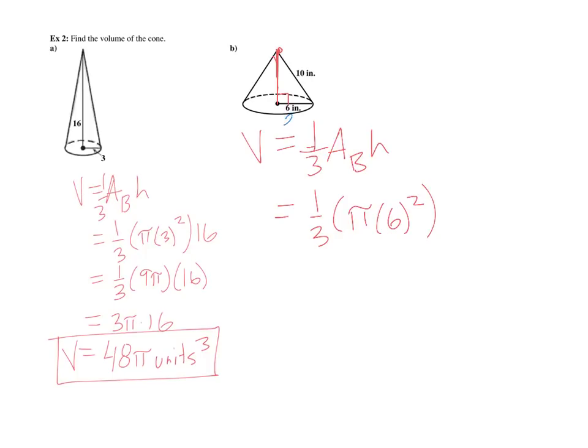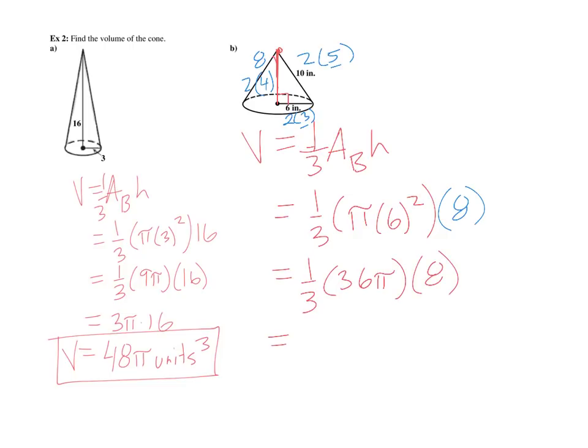What can I do? Well, you may notice that there is a Pythagorean triple in disguise here. That's 3, that's 5, this is going to be 4. It's times 2. So that's 8. So the height is 8. All right, so I have 1/3 of 36 pi times 8. 1/3 of 36 is 12 pi times 8 is 96 pi. That's the volume, and it's going to be inches cubed.